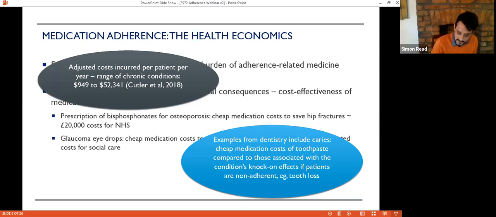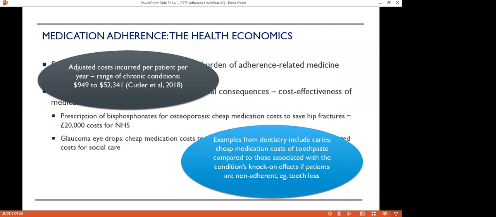Non-adherence in the first instance. So these tend to compound an already complicated issue.